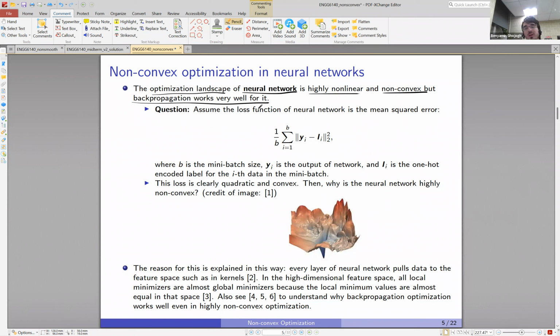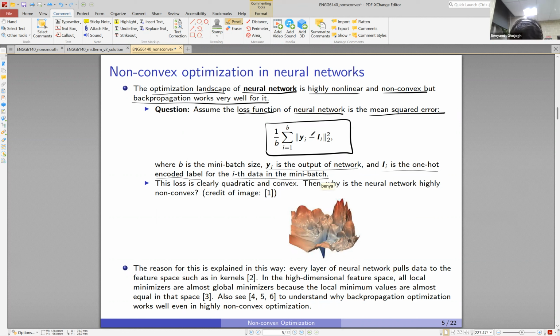But I have a good question here. Assume that usually the loss functions in neural networks are actually convex loss functions, such as mean squared error. So consider this. B is the batch size. I'm using a mini batch, for example, stochastic gradient descent, or even Adam. So here I have some mini batches, B is the mini batch size, and Yi is the output of the network. It's a vector, and Li is a one-hot encoded label, for example, for the ith data in the mini batch.